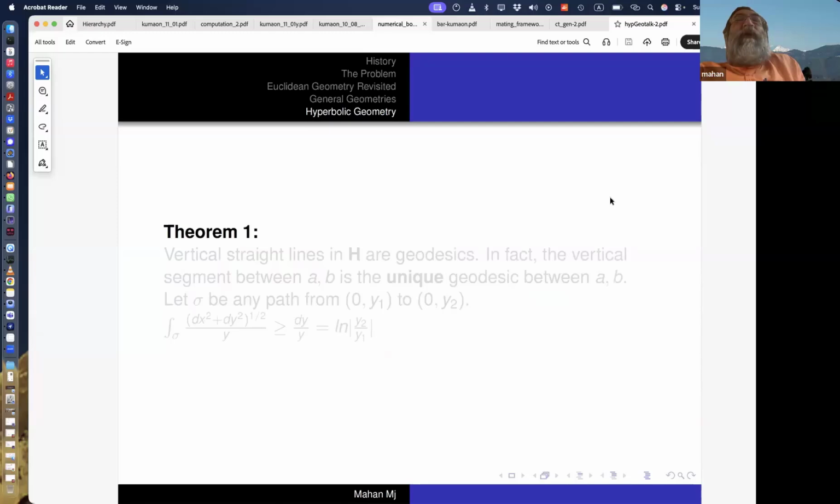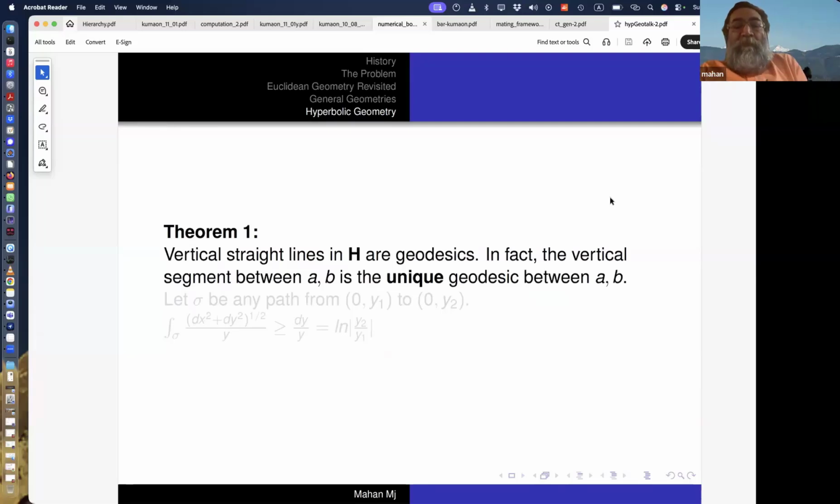So what are we wanting to do? Once you have equipped the plane with the metric, we need to understand what the straight lines are in this geometry. We need to understand what the geodesics are in this geometry. What are the paths which minimize distance? The first thing is that vertical straight lines in the upper half plane are geodesics. Vertical straight lines minimize paths, and in fact, the vertical segment between a pair of points on the same vertical is the unique geodesic between those two points.